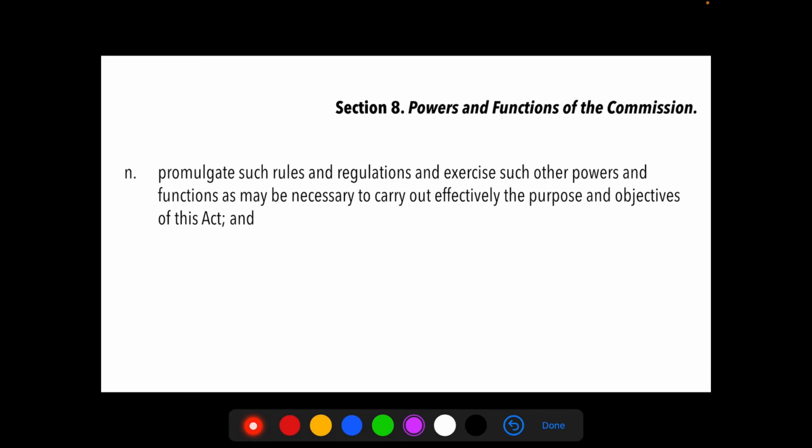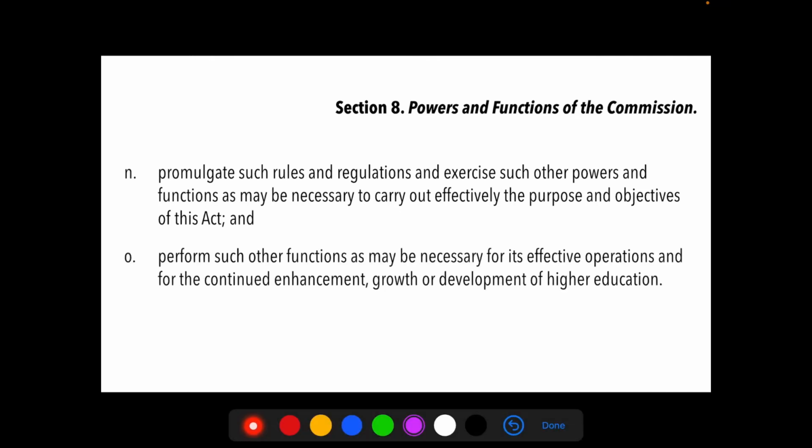Next one, promulgate such rules and regulations and exercise such other powers and functions as may be necessary to carry out effectively the purpose and objectives of this Act, the RA 7722, and lastly, perform other functions as may be necessary for its effective operations and for the continued enhancement, growth, or development of higher education.